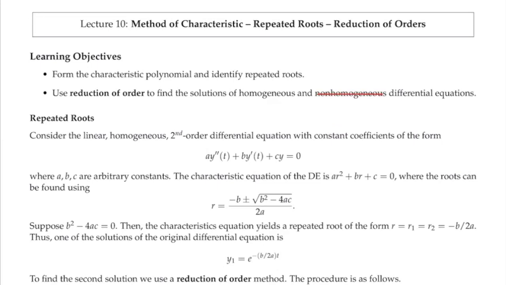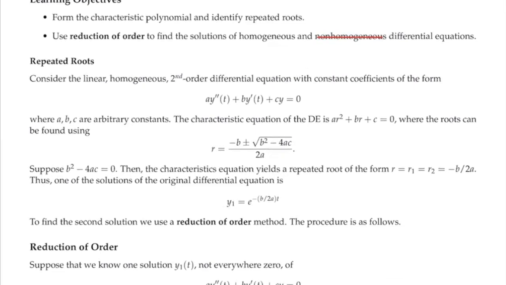For the case of repeated root, we're going to consider a similar equation to the one we saw in the last lecture. This is the linear homogeneous second order differential equation with constant coefficients of the form a times y double prime plus b times y prime plus cy equal to 0. Again, where a, b, and c are arbitrary constants. Again, those depend on the problem you're working on.